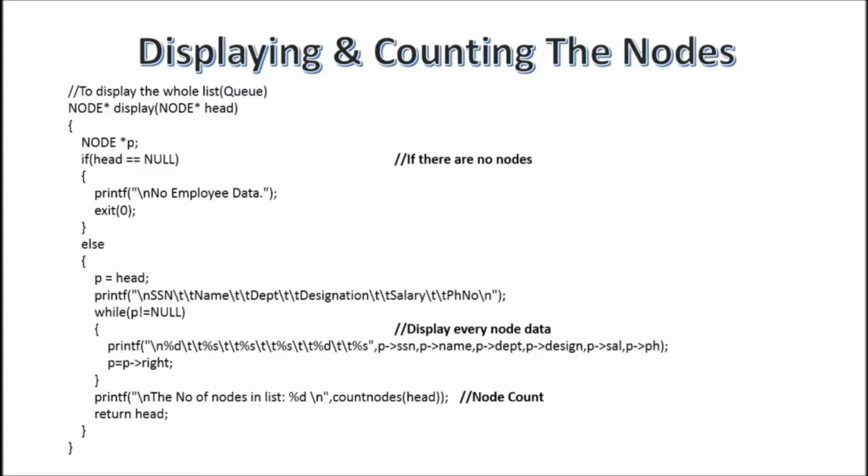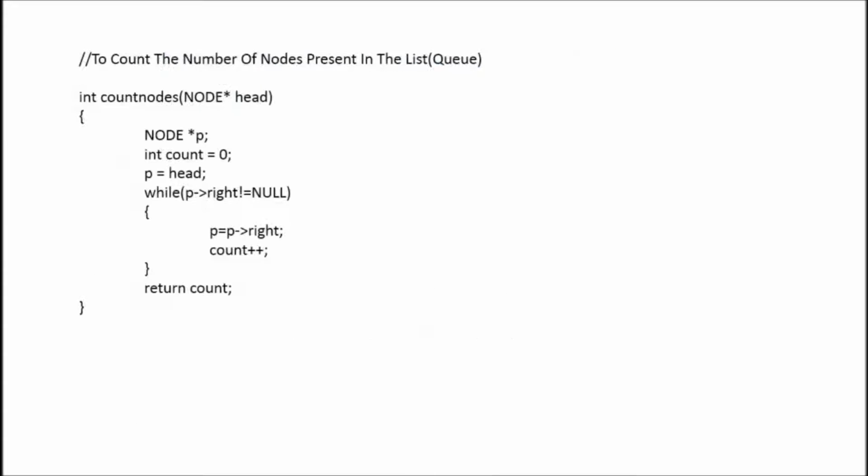So this is basically how we display the whole list. It doesn't have to be much complex, but this is how it's done in our syllabus. And we just check for one condition, if there are no nodes in the linked list and if there are any. So based on the condition, we proceed. So next is to count the number of nodes present in the list, or our queue.